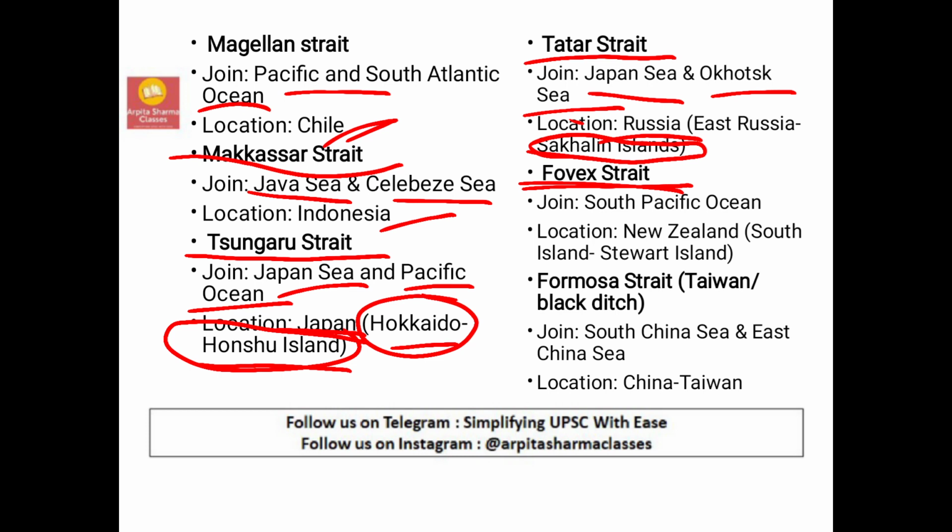Fairwick Strait. Fairwick Strait is going to join the South Pacific Ocean. Location, it is near New Zealand, that is near the South Island and the Stewart Island. This is the Fairwick Strait. And then is the Formosa Strait. Formosa Strait is important because it has two names. It is also called Taiwan Strait and it is also called Black Ditch. So Formosa Strait is going to join South China Sea and the East China Sea. The location is China, Taiwan. That is, it is present between China and Taiwan. It is connecting what and what? South China Sea and the East China Sea.